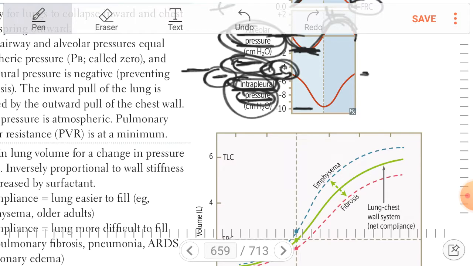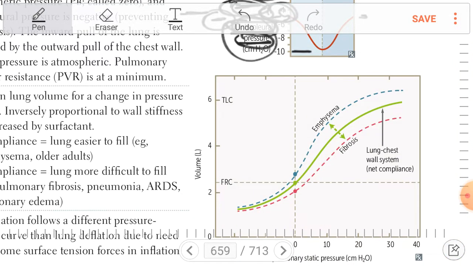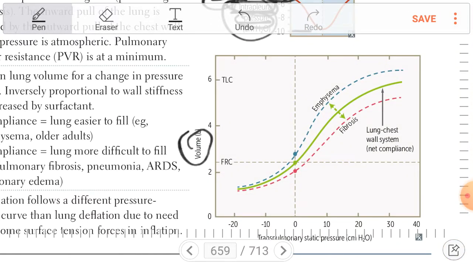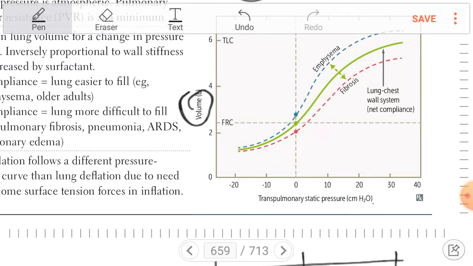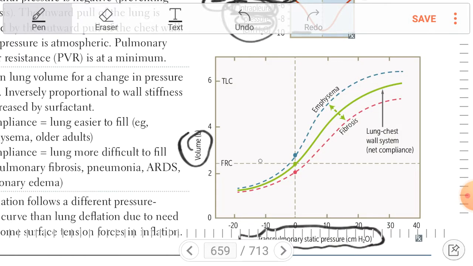Then here, this curve, this is the volume, and then there is transpulmonary static pressure. So this is the functional residual capacity. This is the balance between the tendency of the chest wall to expand and the tendency of the lung to collapse at this point.